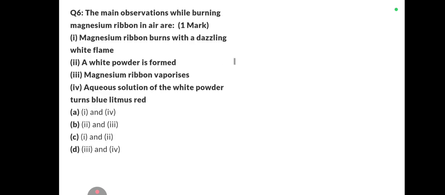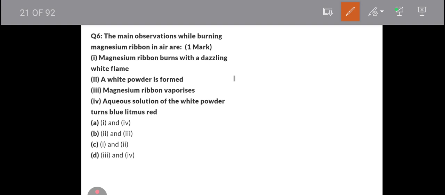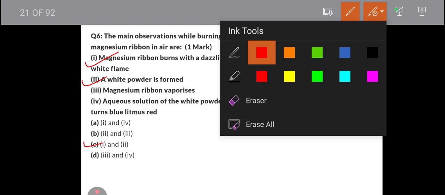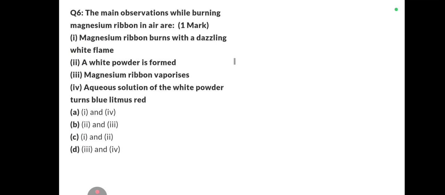The main observations while burning the magnesium ribbon in air are... Okay, so this first option we have already studied. The magnesium ribbon burns with a white dazzling flame and it produces a white colored powder. So the first option and the second option are correct. So the correct option is option C, 1 and 2. Hope this is also clear to you. Let's move to the next question.